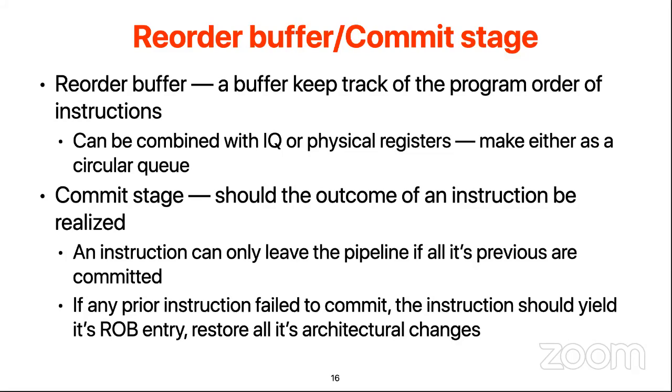And if the instruction prior to it failed, meaning that the branch is mispredicted, then this instruction will have to exit its reorder buffer entry. And before you do that, you have to restore all your architectural changes, namely the register values. So that's the basic idea of the reorder buffer and commit stage.